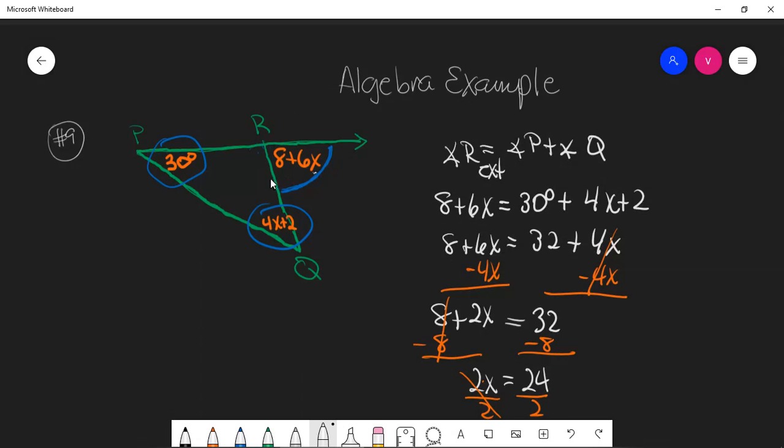The angle on the outside is equal to the sum of the two angles that are farthest away on the inside of the triangle. That's all there is to this.